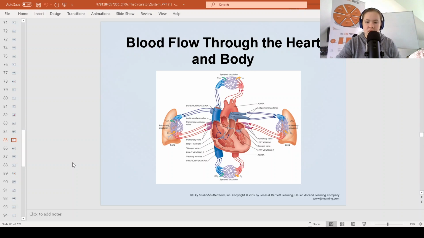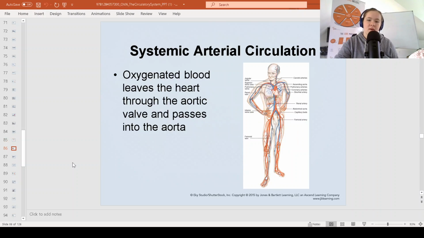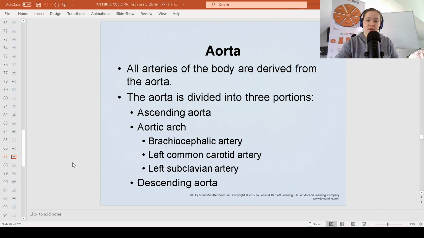Blood flow throughout the heart and the body. This is basically everything that we've gone through so far. Systemic arterial circulation is oxygenated blood that leaves the heart through the aortic valve and passes into the aorta. So all arteries of the body are derived from the aorta.